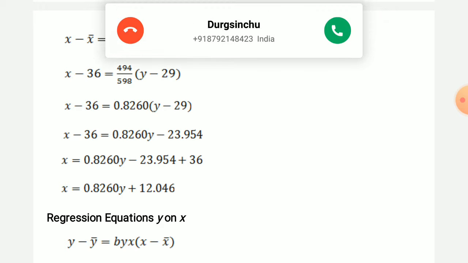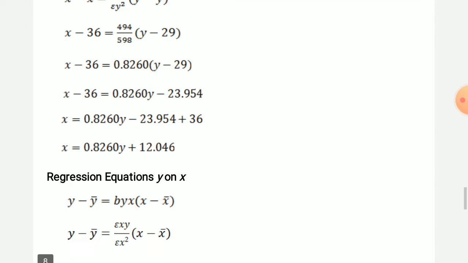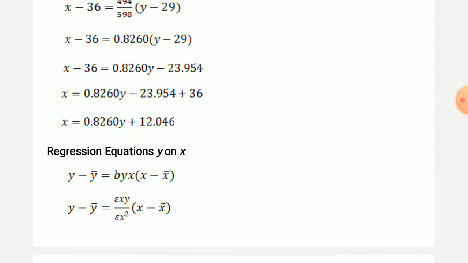Now x minus 36 is equal to 494 divided by 598, that gives us 0.8260 into y minus 29. So x minus 36 is equal to 0.8260 y, plus into minus, minus 0.8260 into 29, which is 23.954. Now x is equal to 0.8260 y minus 23.954.